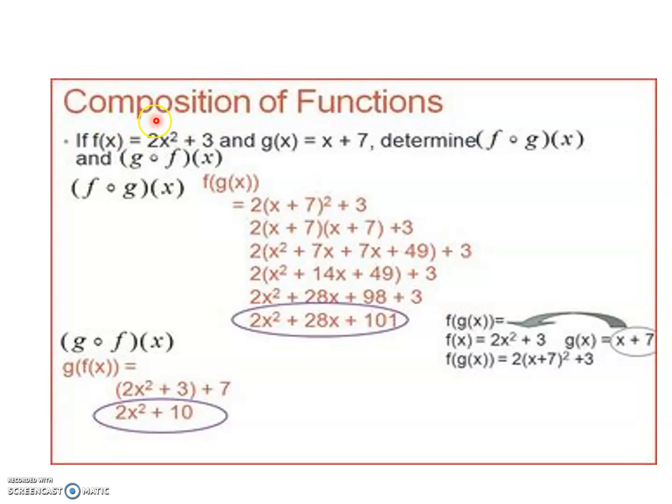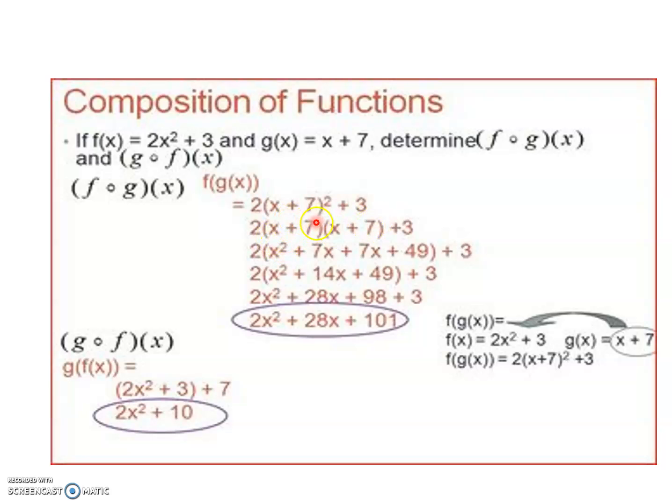We have to take the composition of the function. If f of x is equal to 2x square plus 3 and g of x is equal to x plus 7, determine f circle g of x and g circle f of x. f circle g of x is equal to 2 times, instead of x, we have to put x plus 7. So (x plus 7) whole bracket square plus 3.